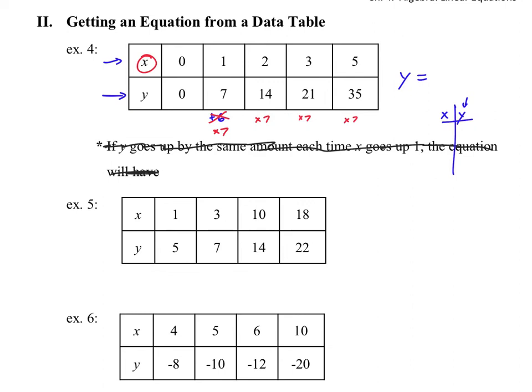Some people will write x times 7 like this, but that's really not proper, and you really shouldn't be writing them that way. It is x times 7, but when we have a number and a variable multiplied by each other, we always do the number first. So from now on, get into the habit of writing 7x. So for this first one, it's going to be y equals 7x, or 7 times x.